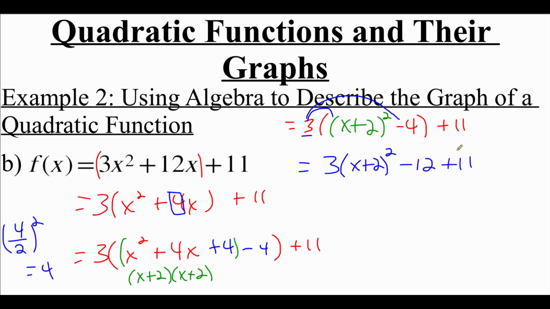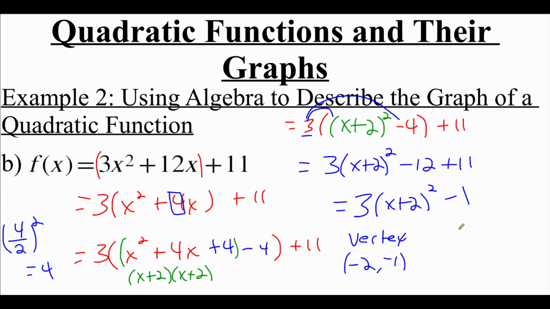So I still have that plus 11 on the back end. And I'm going to need to do some combining like terms with the negative 12 and the plus 11. So my final vertex form of my quadratic is going to be 3 times x plus 2 squared minus 1. So then I should be able to identify my vertex looking at my h and my k values. And my vertex is going to be at negative 2, negative 1. And then I should also be able to identify my axis of symmetry. And the axis of symmetry is x equals the h value, so x equals negative 2.